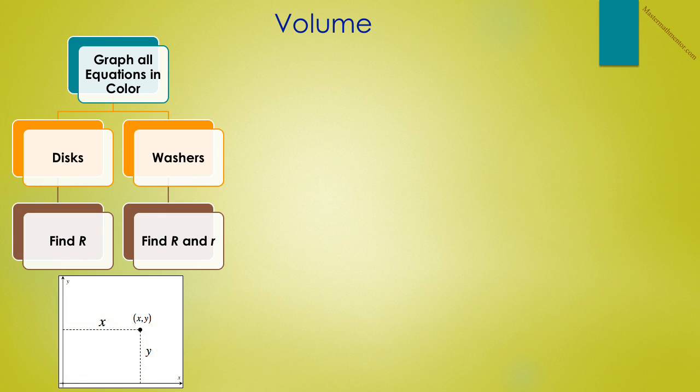When we say we need capital R or capital R and small r, we need to represent them as formulas. To do so, we use some basic 8th grade graph theory. When we label a point x, y in the plane, remember that the horizontal distance from the y-axis to the point is x, and the vertical distance from the x-axis to the point is y. This simple fact is instrumental in doing these problems.